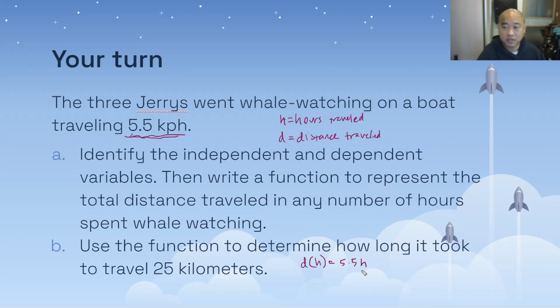The amount of time multiplied by the speed gives us the distance. And then we're going to determine how long it took to travel 25 kilometers. So 25 kilometers is the total distance. 25 equals 5.5h. Divide both sides by 5.5. And what do we get? 25 divided by 5.5 is 4.54 repeating. So we'll just round that to 4.5 hours. Great.